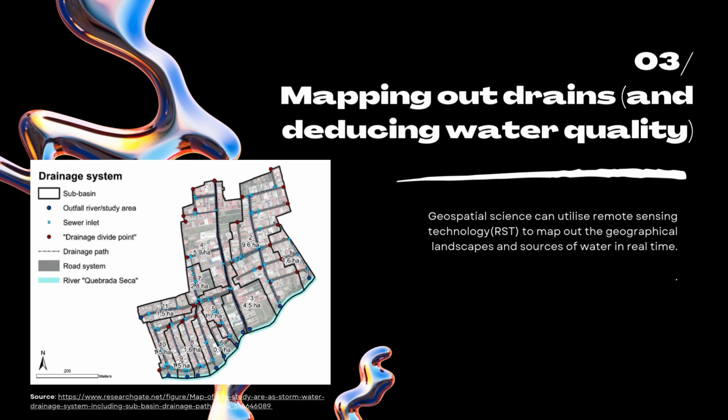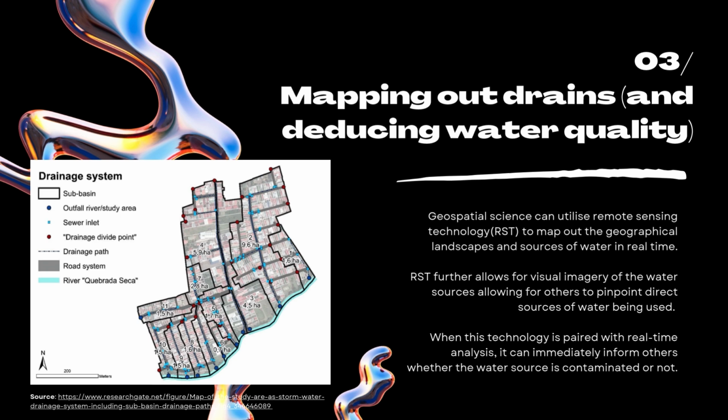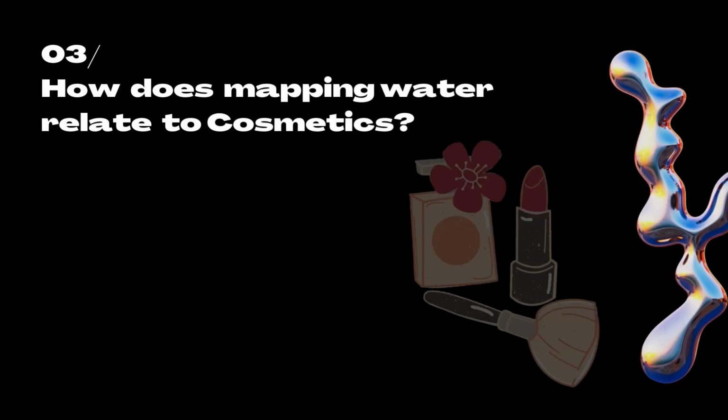Mapping out drains and deducing water quality. Geospatial science utilizes remote sensing technology to map out the geographical landscapes and sources of water in real time. With the help of remote sensing technology, it also helps to pinpoint direct sources of water being used through visual imagery. Paired with real-time analysis, it helps to determine the quality of water at any given point in time.